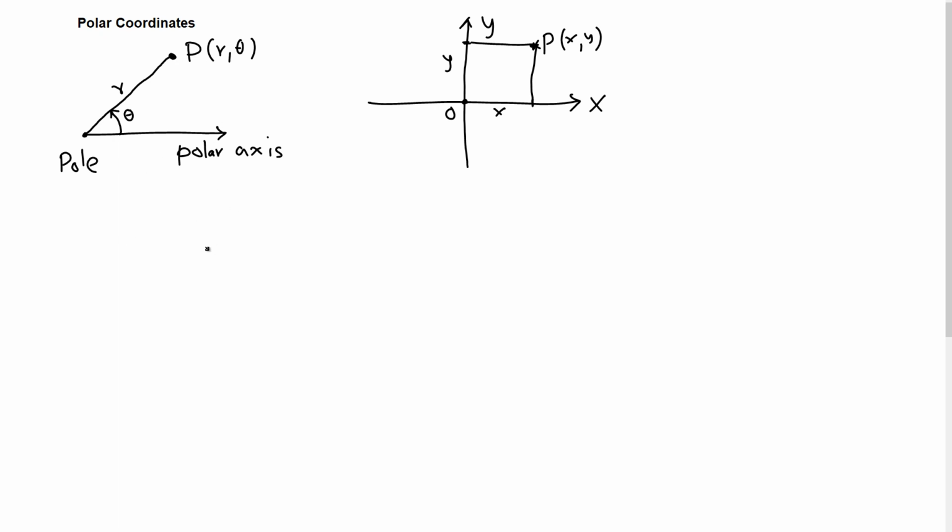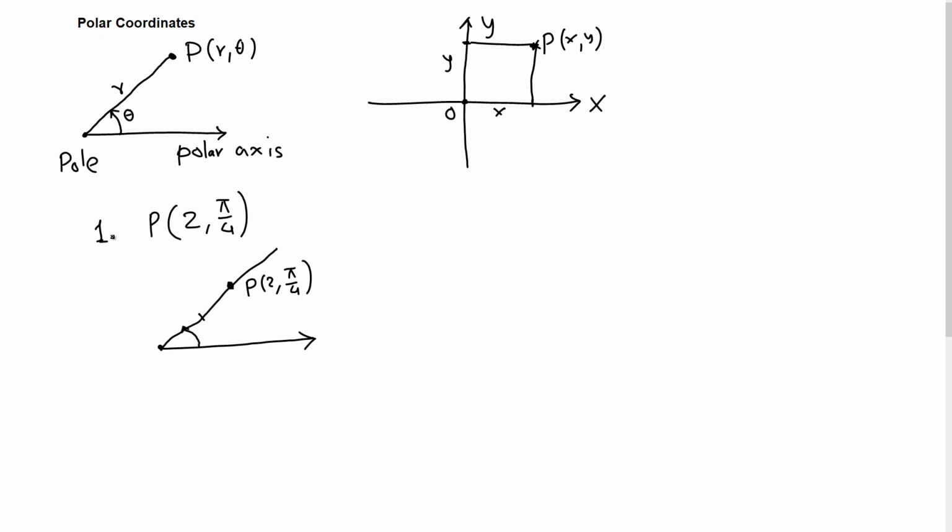Suppose we have a point, let's say P(2, pi/4), and then we have the polar axis. The 2 means from the pole we have 2 units at an angle of pi/4 with the polar axis. So from here we go pi/4 somewhere here, and the distance will be 1 unit, 2 units here. So this is P(2, pi/4).